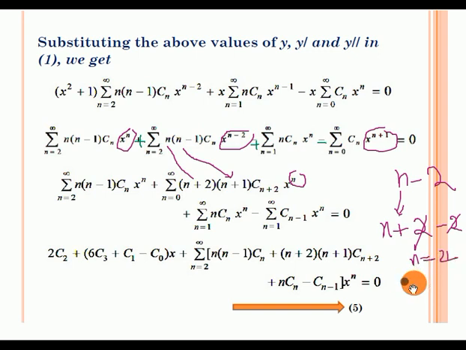I am substituting n plus 2 in place of n. So n plus 2 is equal to 2, that means n is equal to 0. Then again n equal to 0, it is starting. I hope this term will be clear.